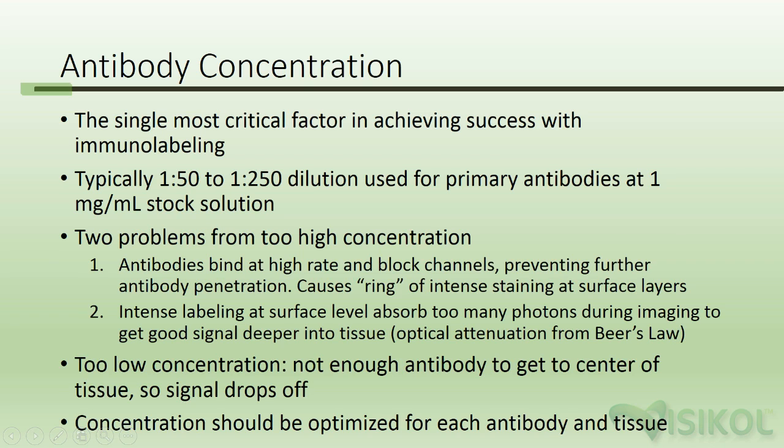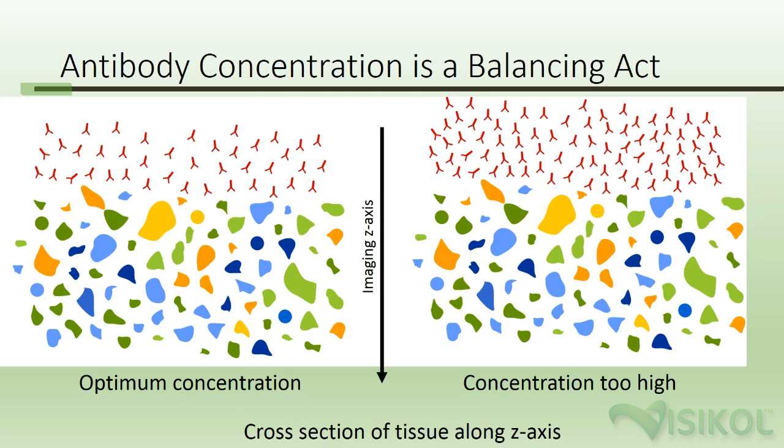Too low of concentration, of course, and not enough antibody will be available to get to the center of the tissue, so the signal drops off. Concentration should be optimized for each antibody and tissue. Here's a diagram that shows the issues with a concentration that is too high for your tissue.